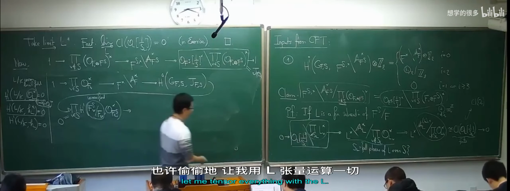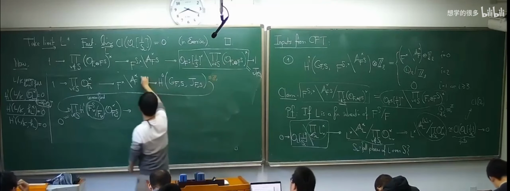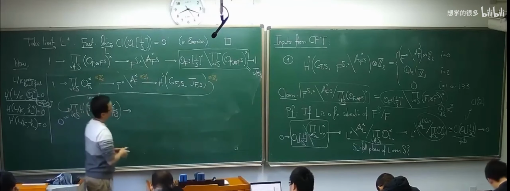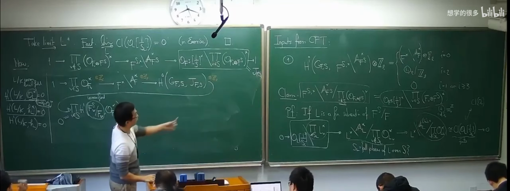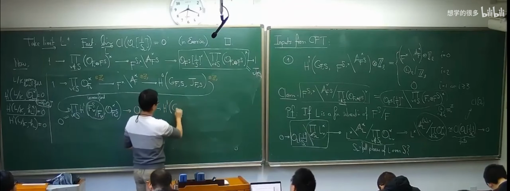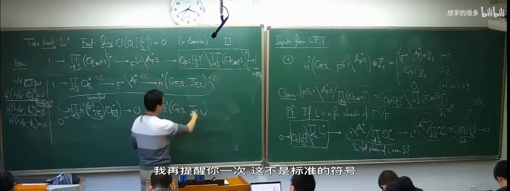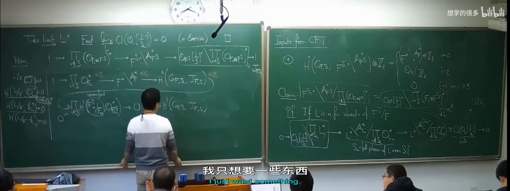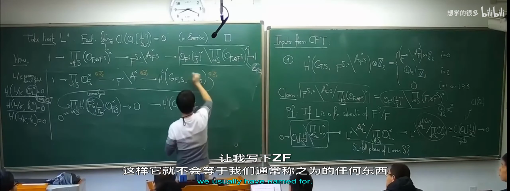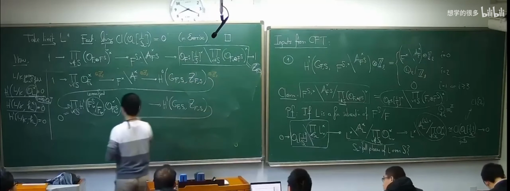Maybe secretly, let me tensor everything with Z_L, because I only care about the L-adic part, and I only computed the L-adic part anyway. Now, what is the H1? H1 is 0. Okay, good. H1 is 0. Now I get to H1 of this thing. Just to remind you again, this is not standard notation. I just want something, maybe write Z_FS, so that it's not equal to anything that we usually have a name for. So that doesn't cause confusion.